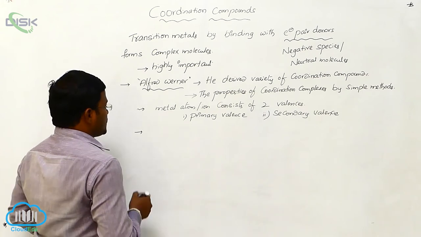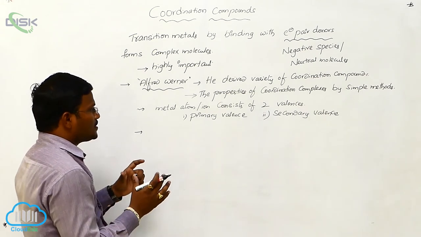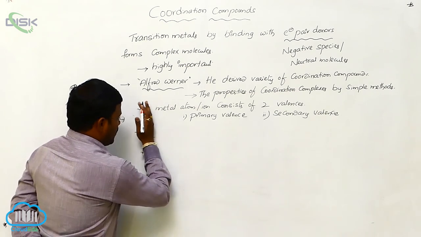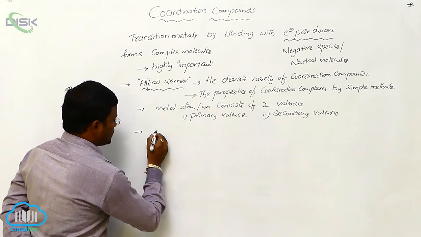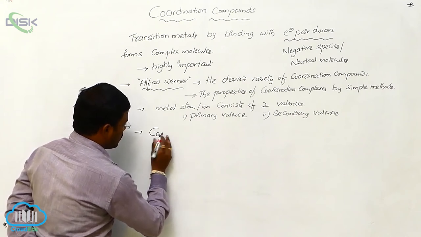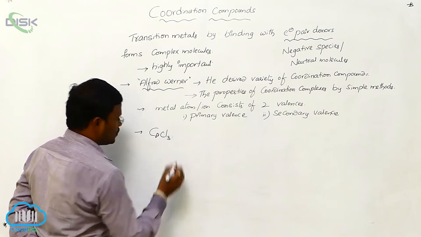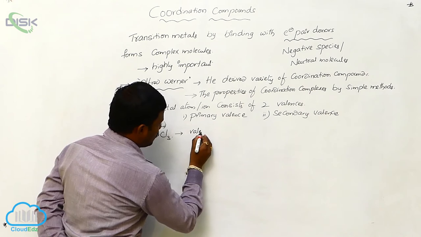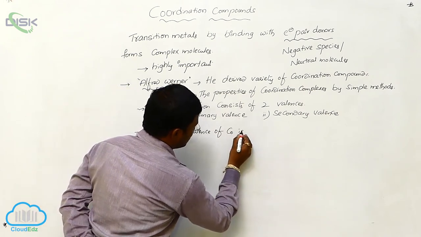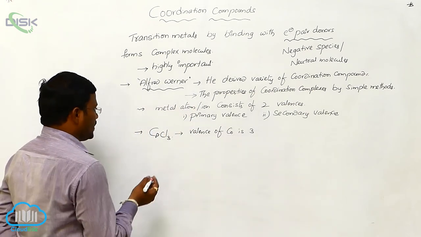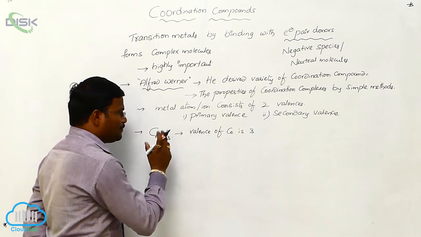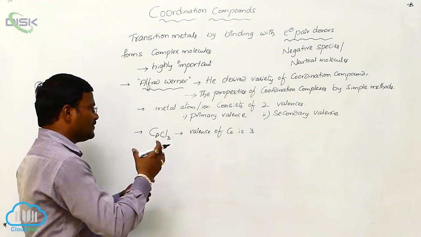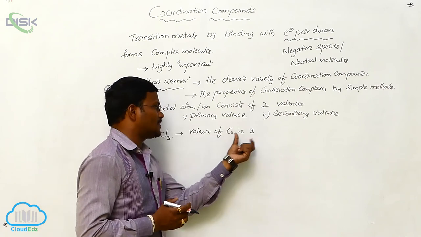Also, there are some important generalized phenomena derived by Alfred Werner about coordination complexes. What are primary valence and secondary valence? Before explaining this, I would like to consider cobalt chloride, CoCl3. It is a simple salt in which the valence of cobalt is 3. Similarly, in simple salts the valency is nothing but the number of ions bound with the central metal atom or metal ion.